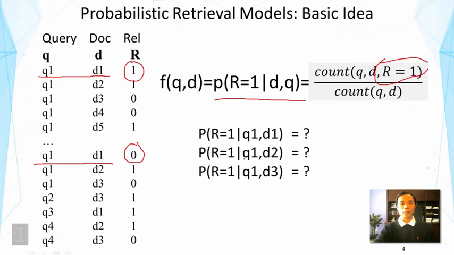What about D1 and D2? Well, they are here, D1 and D2. In both cases, R is equal to 1. So it's 2 out of 2, and so on and so forth.